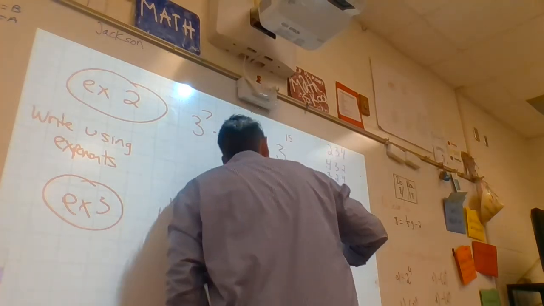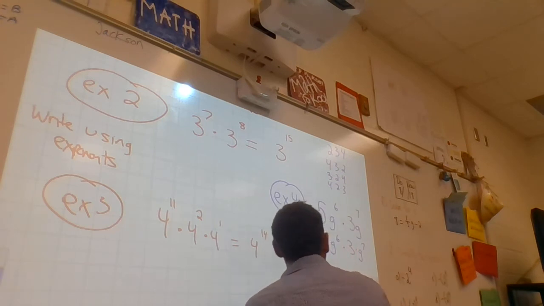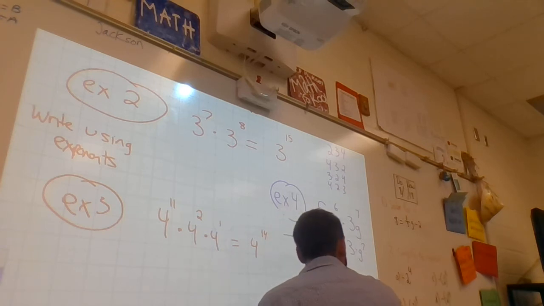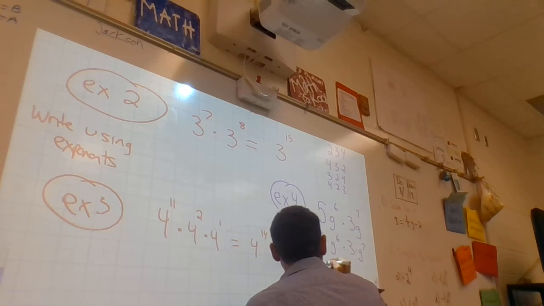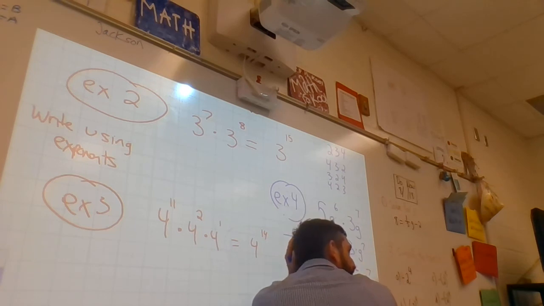I'm going to put the numbers next to the numbers, the powers next to the powers. What we actually call this is a coefficient. I'm going to put the coefficients next to each other. That's 5 times 3 times g to the 6th times g to the 7th. Do you see how much I've done right here? Haven't done any math yet. I've just rearranged it so it's easier for us to look at.